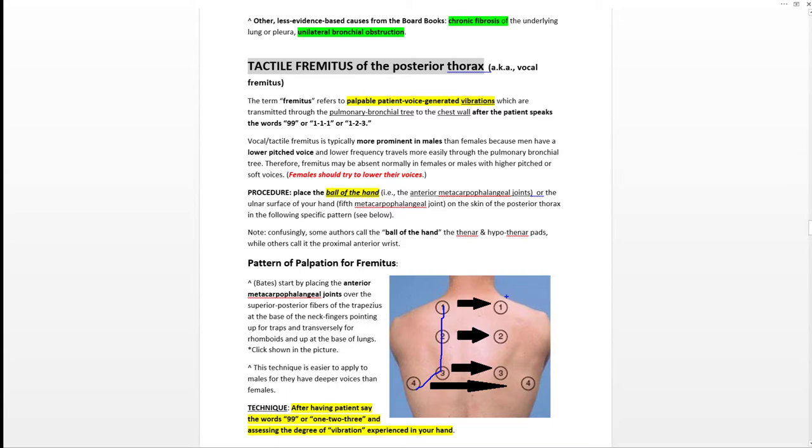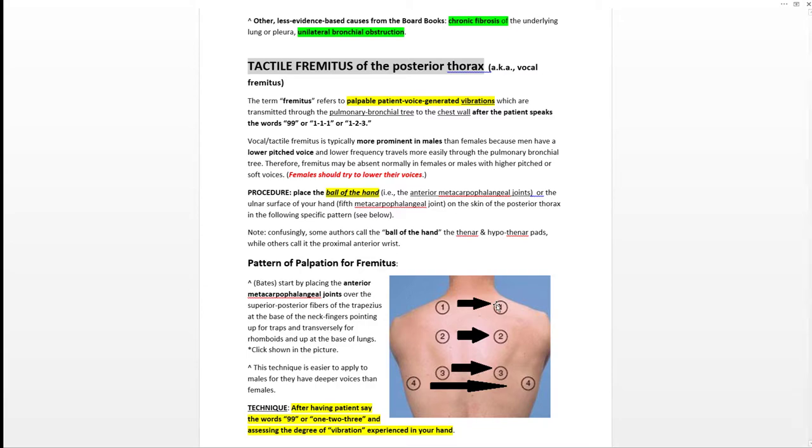It's the same for palpation. It's the same for percussion. It's the same for auscultation. The only difference with auscultation and percussion, you're going to add 2 other points, sometimes more points in here. So this is just kind of a basic pattern, but remember this pattern. And so you place the ball of your hand or the metacarpal phalangeal joints here, have the patient say 99. You'll feel vibration going into your hand, and then go to the other side and compare it, 99.